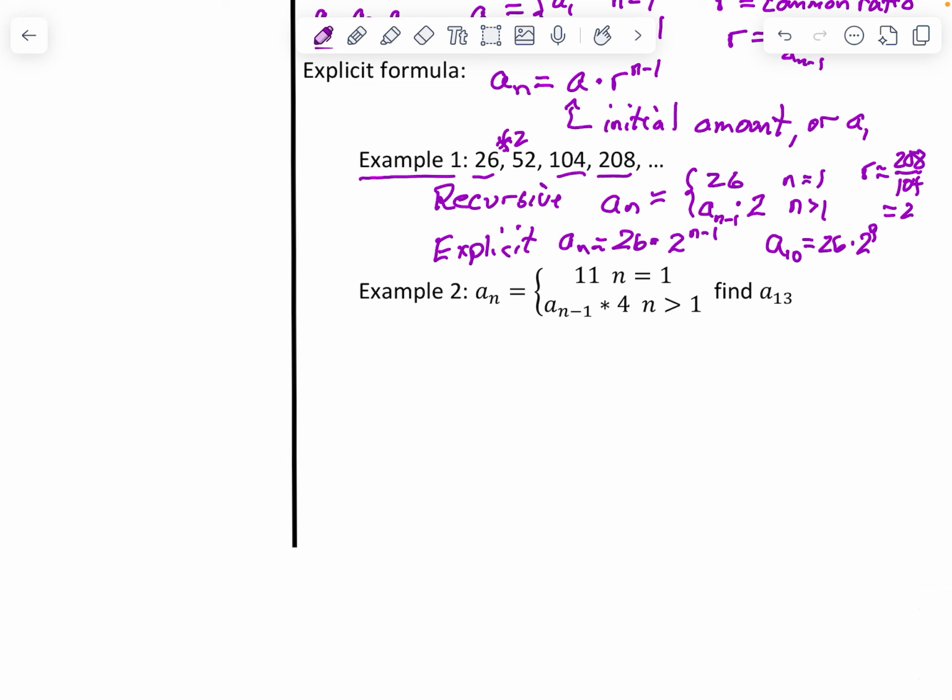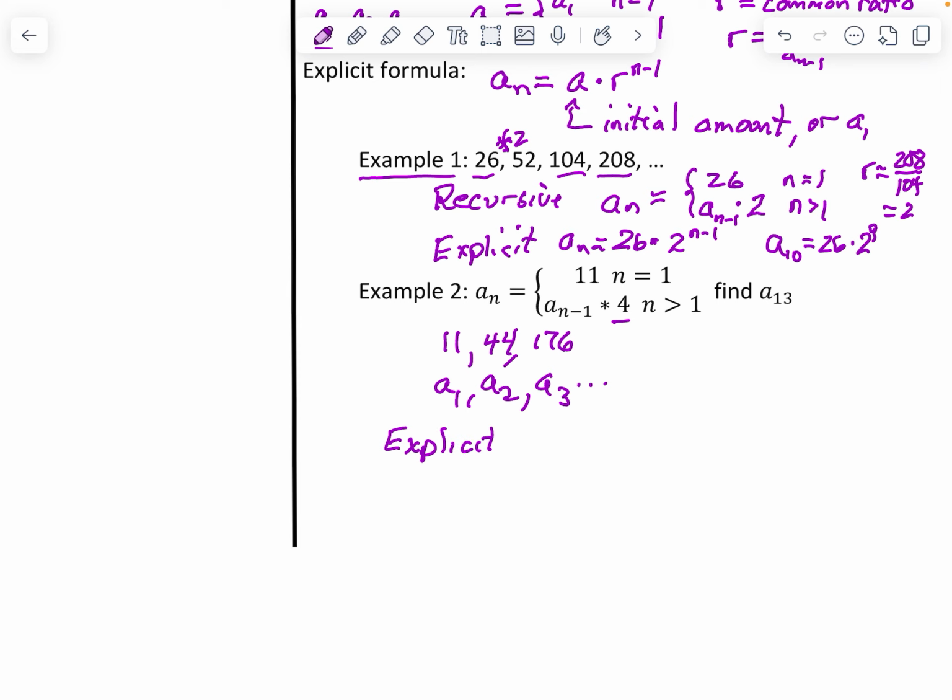All right, let's look at our second example here. We're given the recursive formula. We want to find the 13th term. To do that, let's just take a look at what this sequence would be. So we start with 11, and then it says to multiply by 4 each time, so we'd have 44 for the next term. And then we multiply that by 4 and you get 176. So this would be a sub 1, a sub 2, a sub 3, and you could keep going. You could go all the way out to a sub 13, but let's list the explicit formula instead because that will allow us to just jump straight to it.